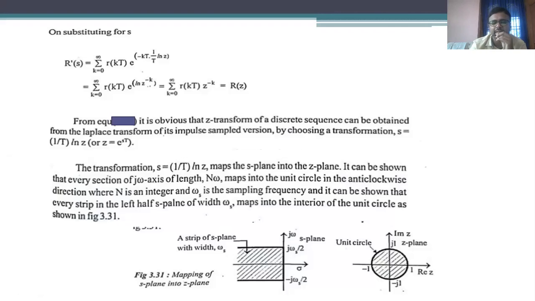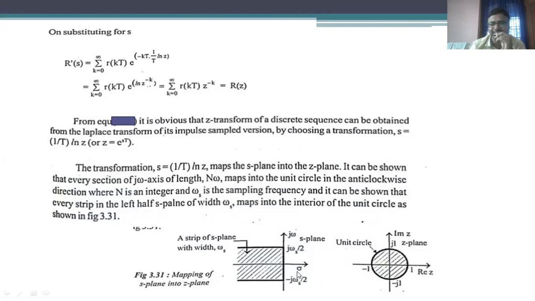So let us divide the left hand side portion into equal parts. Let us suppose that particular equal part is n omega, where n is an integer, and omega is called the sampling frequency. Let us consider the portion we have considered from j omega s divided by 2 to minus j omega s divided by 2.